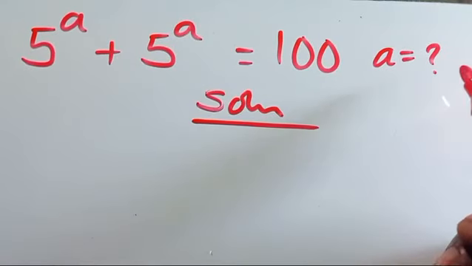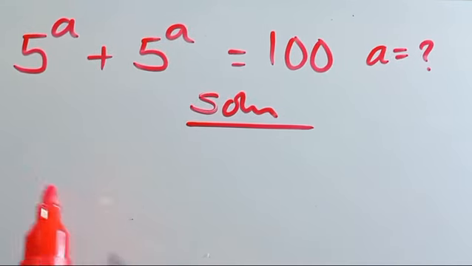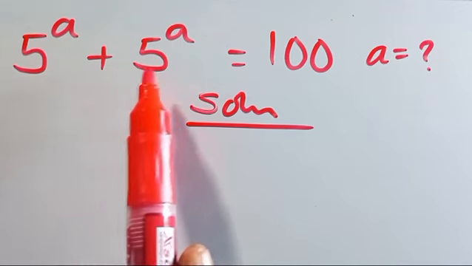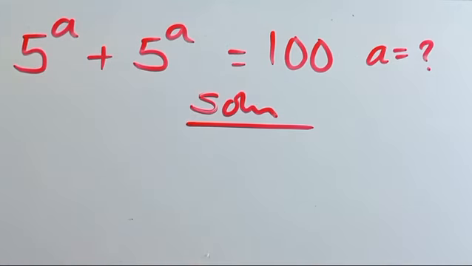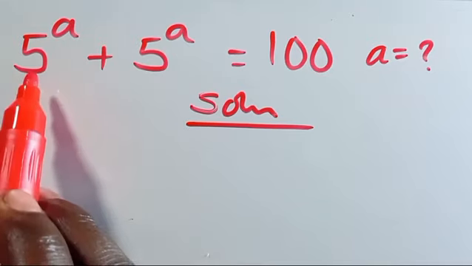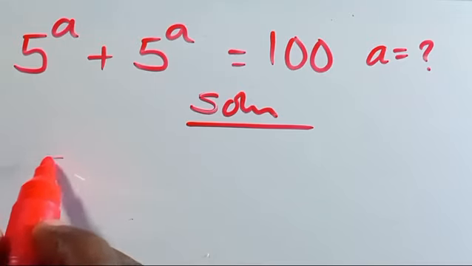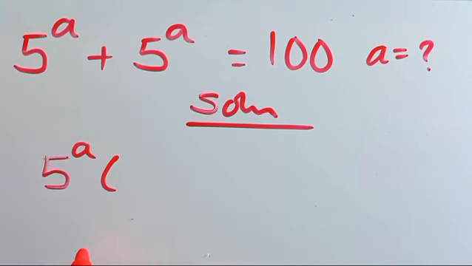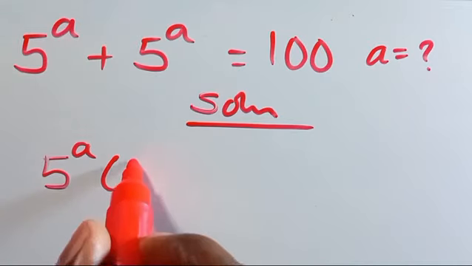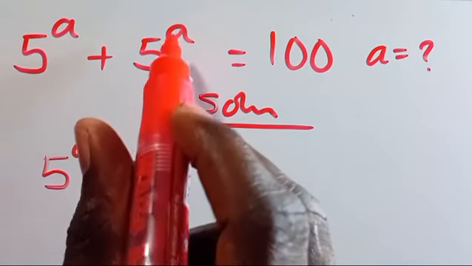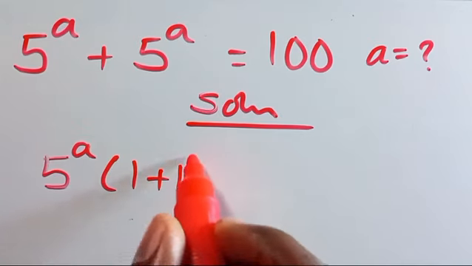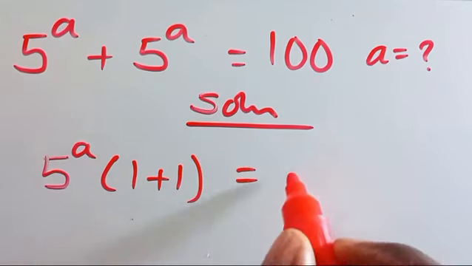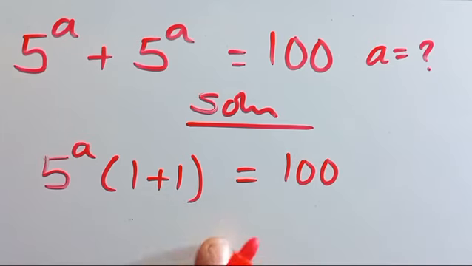Hi, what is the value of a? Given that you have 5 to the power of a plus 5 to the power of a equals 100, let us recall that we have this 5 to the power of a in common, so we can factor it out to be 5 to the power of a, open parenthesis. This 5 to the power of a divided by this will give us 1. But this 5 to the power of a divided by this will give us 1. Then we have this side equals 100.